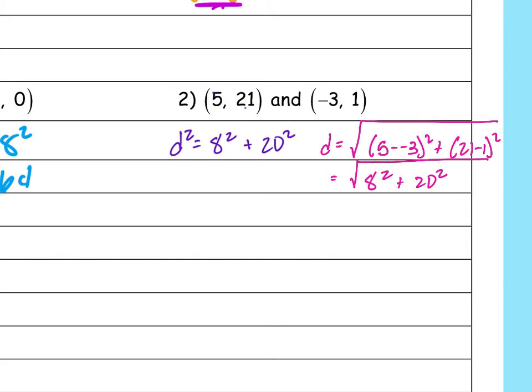The thought process is a little different doing it this way than having to memorize a formula. It's just, what's the distance between them? I'm just taking my x values, subtracting them, and taking my y values and subtracting them. Sometimes thinking about things a little differently helps. So 8 squared is 64, and 20 squared is 400. So d squared is going to be 464. Square root that puppy.